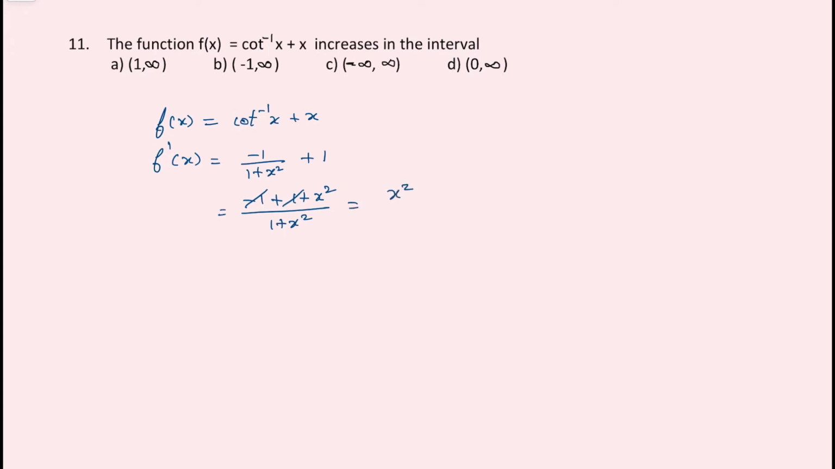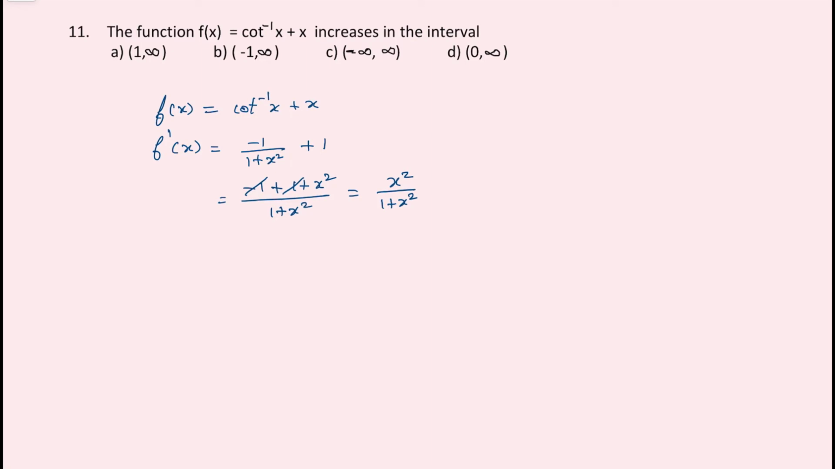We get x square upon 1 plus x square. Since we have x square term, we know that x square is greater than or equal to 0. Therefore, this ratio is also greater than or equal to 0. Whatever the value of x is, f dashed of x is greater than or equal to 0. Therefore, f of x increases in R, the real number set R. Therefore, C option is the correct option.